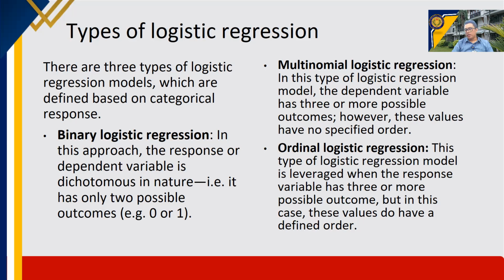Another one is the multinomial logistic regression. In this type of logistic regression model, the dependent variable has three or more possible outcomes. However, these values have no specified order.